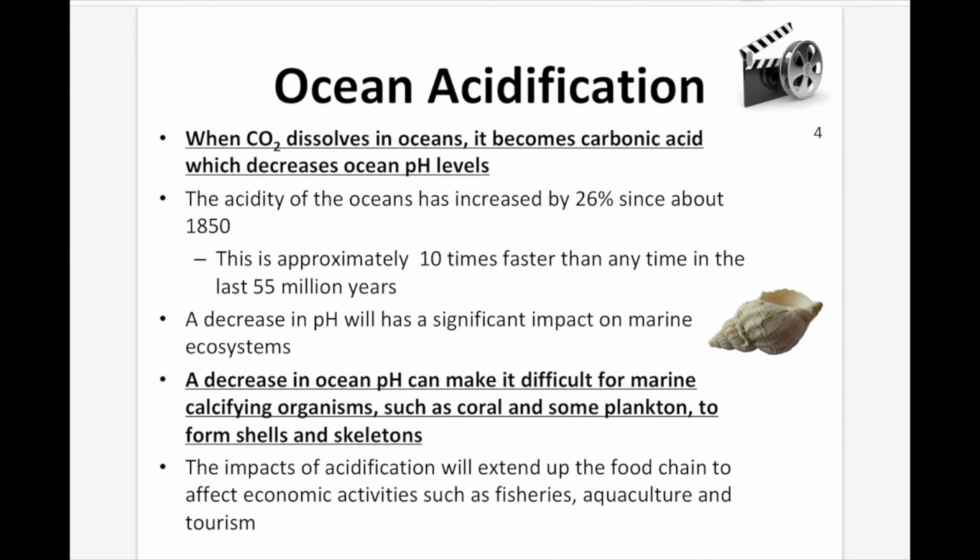So a couple more stats. The acidity of the oceans has increased by 26% since 1850. That's pretty significant. And this is approximately 10 times faster than any other time in the last 55 million years. So that is a significant stat.